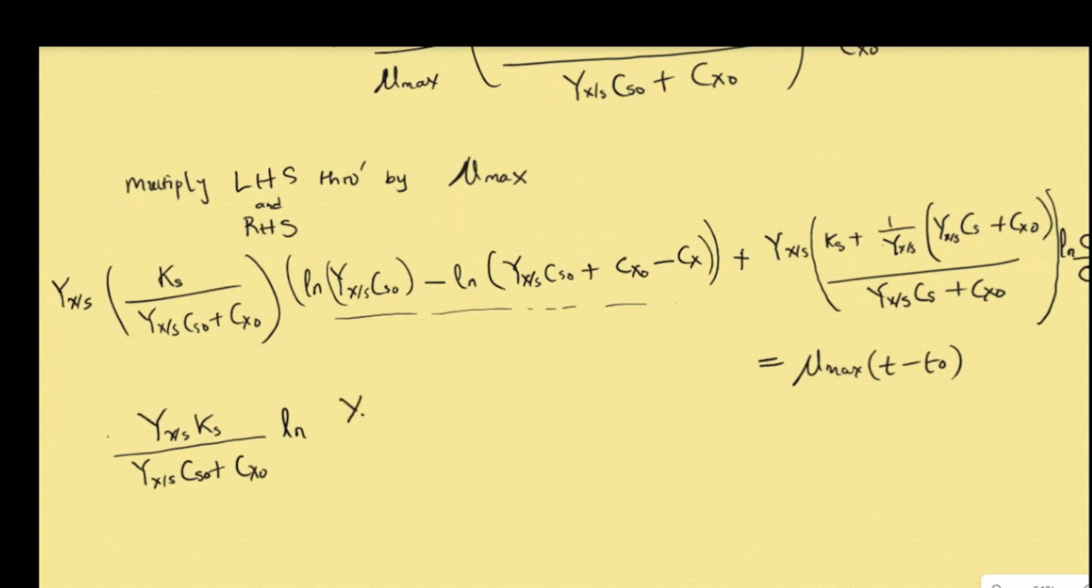YX/S, CS0, over YX/S CS0 plus CX0 minus what, CX, like this. So you have this particular ratio on your logarithmic part, then you now have plus.